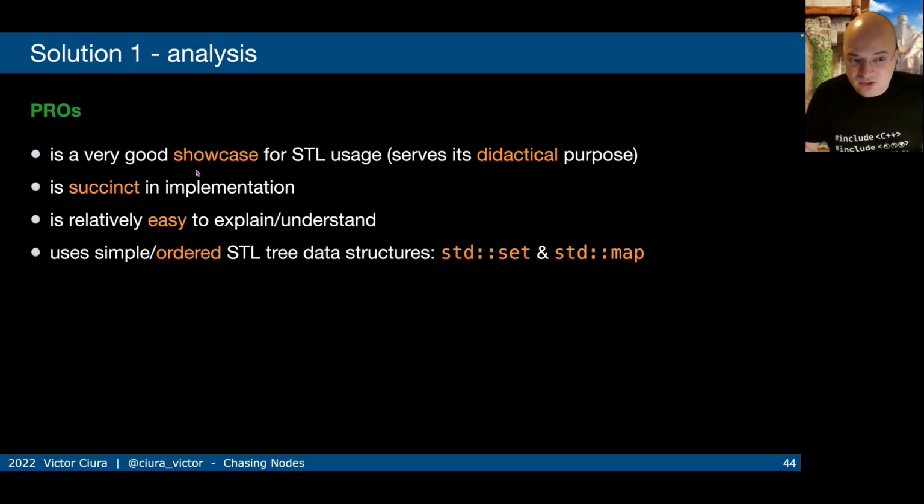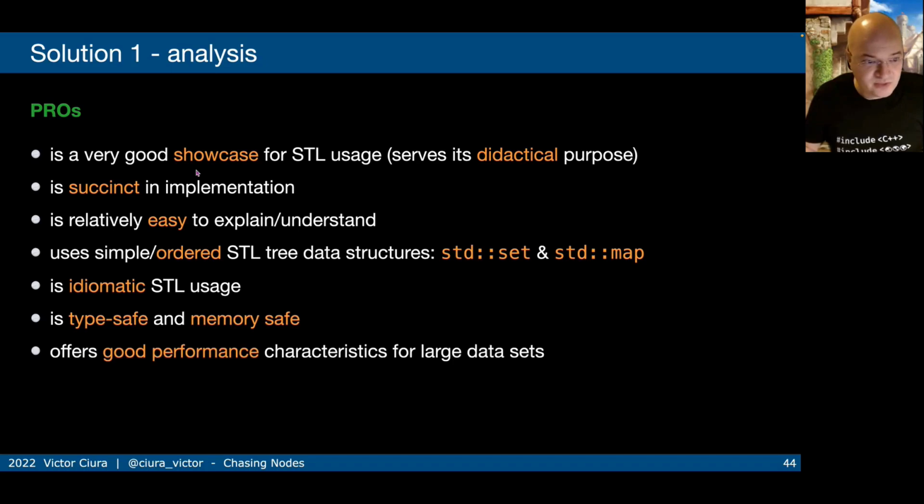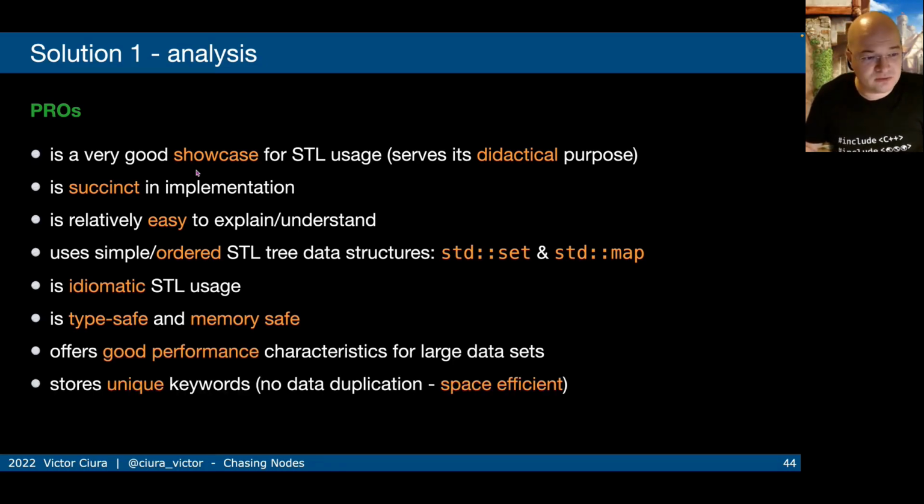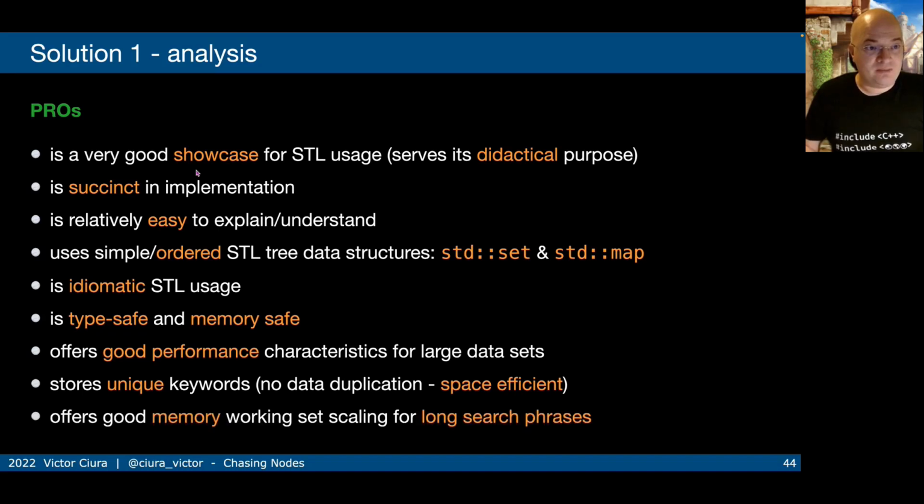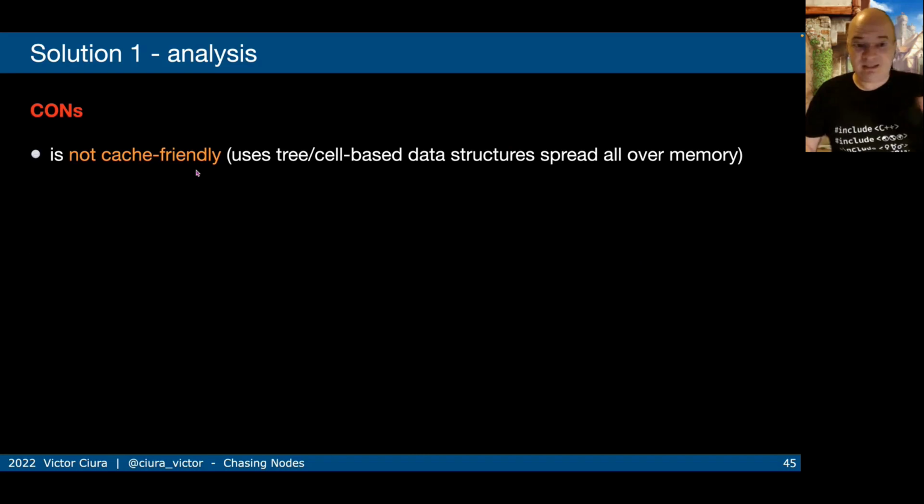So it uses simple ordered STL tree data structures like standard set and standard map, idiomatic STL usage, like I said, textbook. It is type safe and memory safe, offers good performance characteristics for fairly large data sets, so it's not that bad. It stores unique keywords, so there's no duplication, so it's very compact and space efficient. It has a good working set. But it has some disadvantages, so we're going to focus on that.